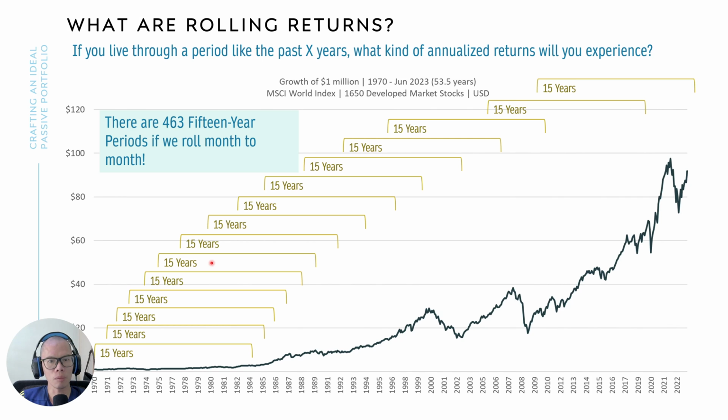In these examples, over 1970 to 2023, we have about 463 15-year periods. So we are able to find out, with all these different market conditions, roughly how it would look if we live through a period that is similar to one of the 15-year periods in the past. Okay, now let's go on to look at the actual returns themselves.